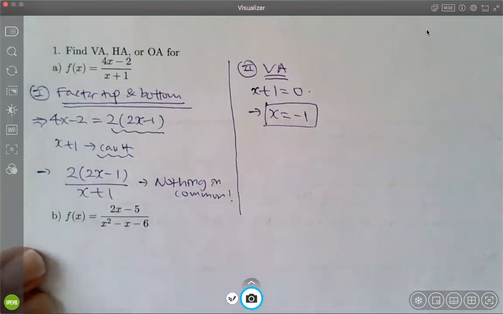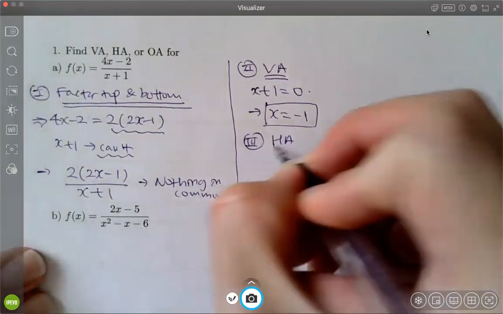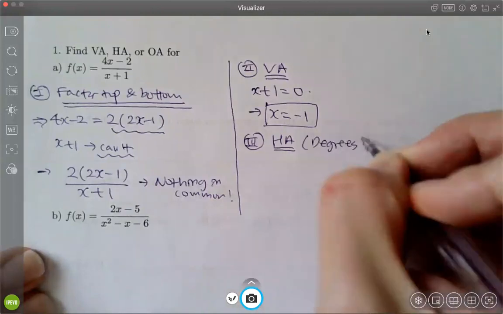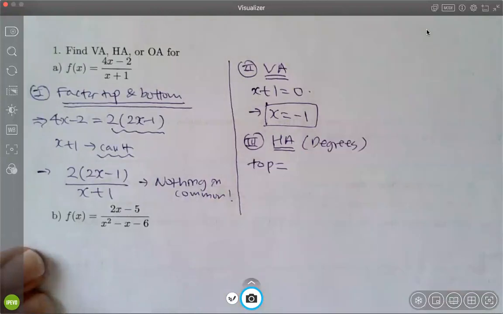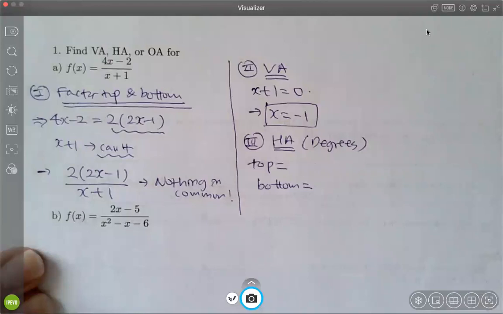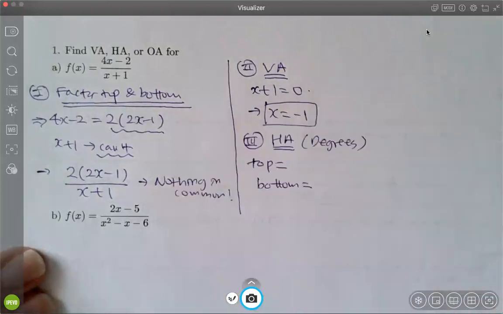And now the horizontal asymptote. Again, we are not setting top equal to 0. We look at the degrees. So look at the degrees. Now, what is the top degree? And what is the bottom degree? Both 1. Do you see that? Because the degrees mean the exponents, so the exponents for top and bottom are both 1. So what do you notice here? They are the same.